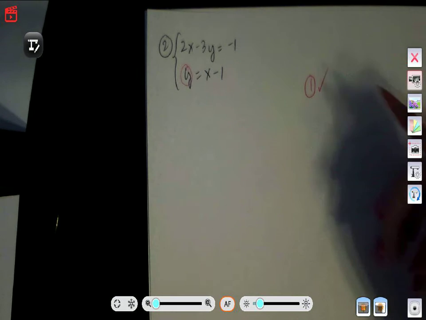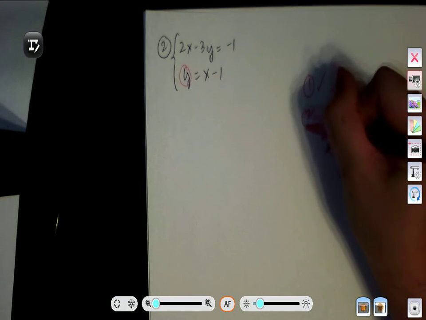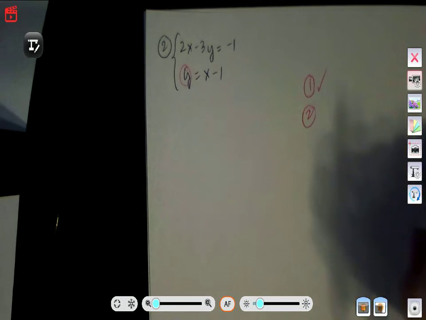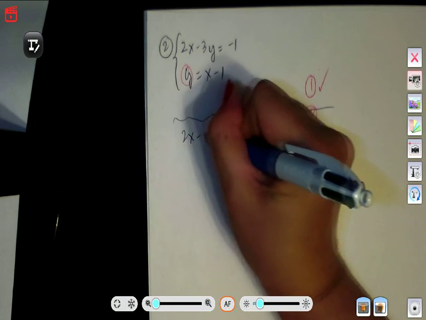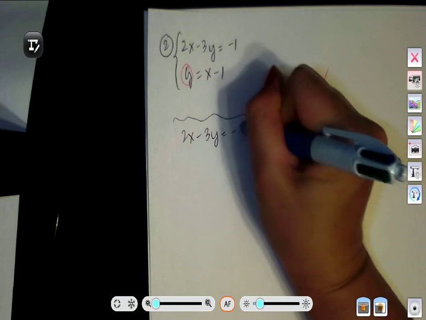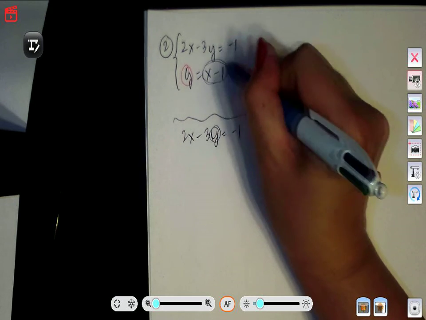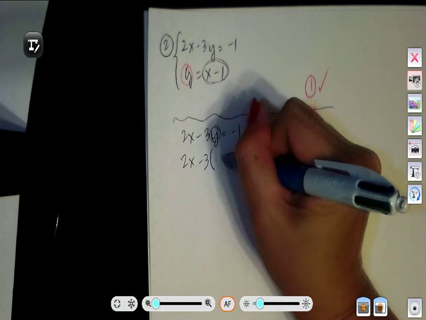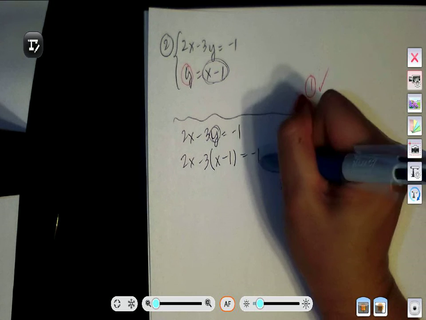So, step 2, substitute that variable into the other equation. I'm going to take this equation and plug it into that one. So, let me copy 2x minus 3y is equal to negative 1. But instead of this y, I'm going to substitute that whole entire thing. So 2x minus 3, parentheses, x minus 1 is equal to, copy the negative 1.